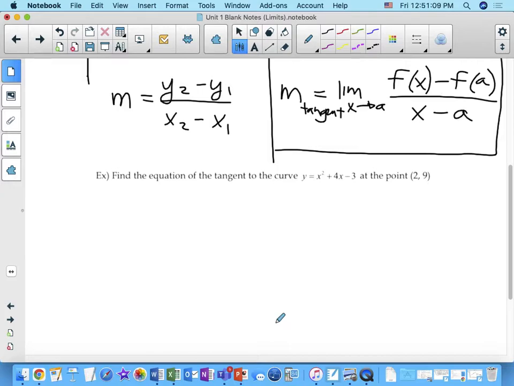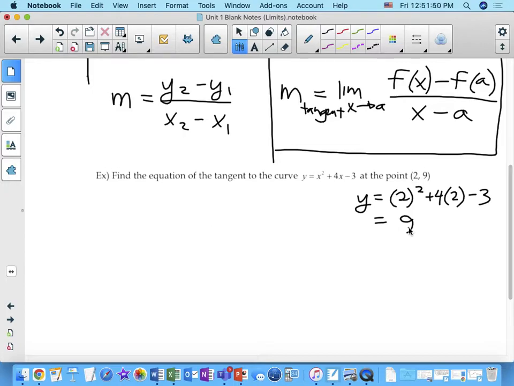So as an example, find the equation of the tangent line to the curve y equals x squared plus 4x minus 3 at the point 2, 9. Now where does this 9 come from? The 9 comes from the fact that if you plug in a 2 for x into this function, the y value is 9. So y equals 2 squared plus 4 times 2 minus 3, you're going to get 4 plus 12 minus 3, which is 9. So that's why you have those coordinates 2, 9.